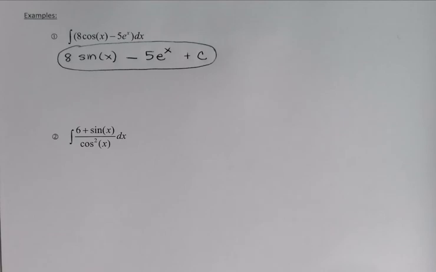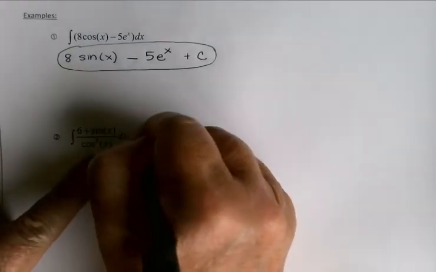All right, take a look at the next example. 6 plus sine x divided by cosine squared x. That one looks a little scary right now because it's definitely a quotient, and I don't have any way of doing an antiderivative of a quotient. So I'm going to encourage you to keep in mind, sometimes using a bit of algebra or trig identities is helpful. I'm going to start out with some algebra on this one.